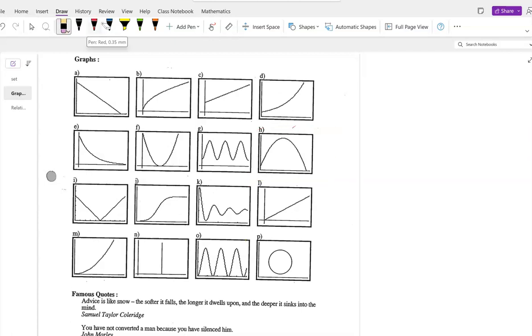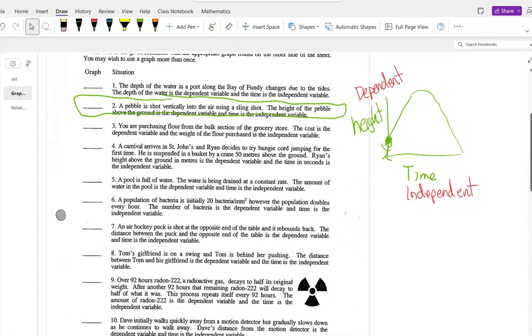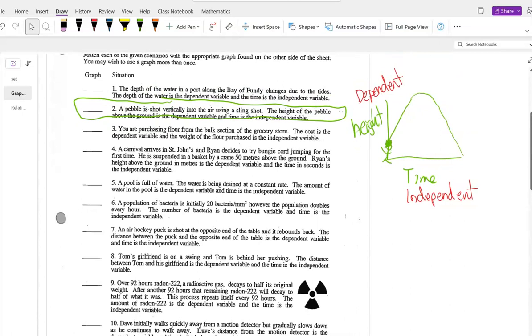Okay, now I will for sure ask you on a test. I'll give you a scenario like that. I'll give you a scenario, and you'll have to draw the graph. Okay, so let's try the next one.